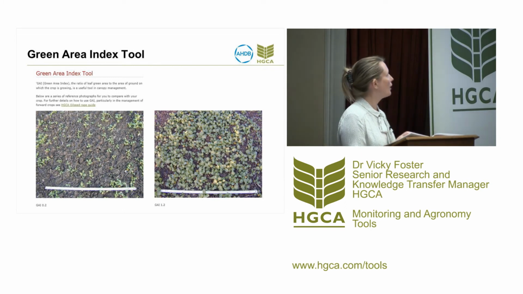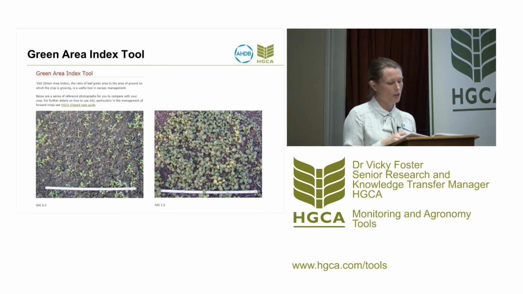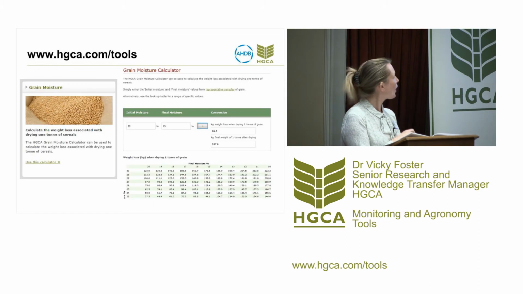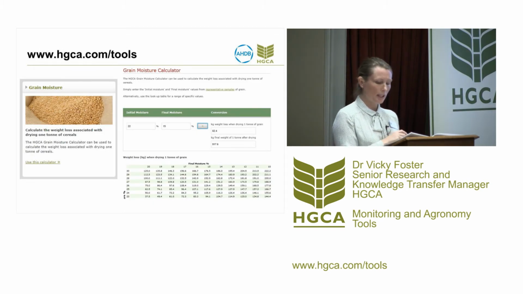I just want to now highlight quickly a few of the more calculated tools that are available on the website. So we have our green area index tool. The green area index is the ratio of green leaf area to the area of ground on which the crop is growing, and this is quite helpful in your oilseed rape canopy management. There's a range of 6 different visual pictures which are linked to a green area index score.